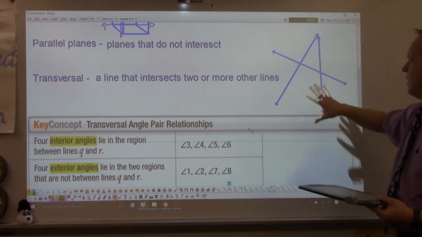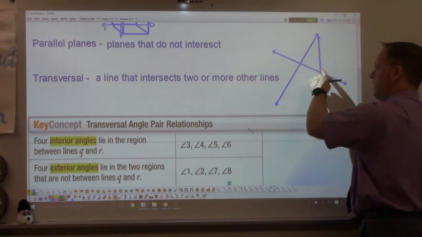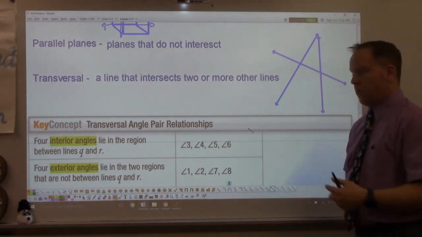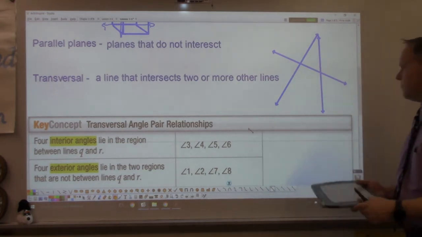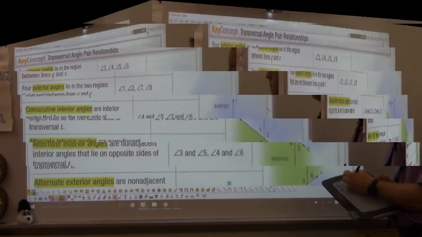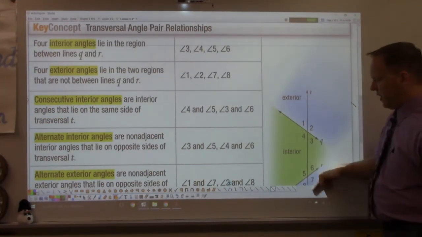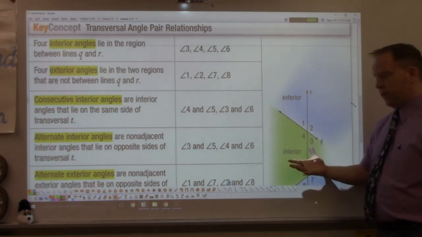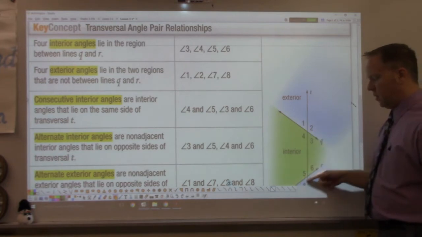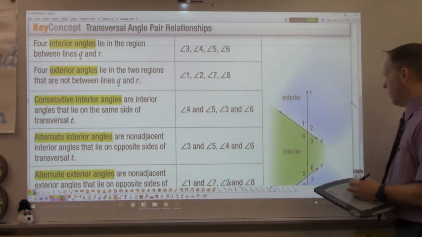Now, when I have a transversal, you'll see there's 4 angles around here, and there's 4 angles around here. They have special names. And we're going to talk about those names right here. So this is the exterior and the interior related to the two lines and the transversal. Notice they are not parallel. We're going to talk about special cases when they're parallel in the next lesson.